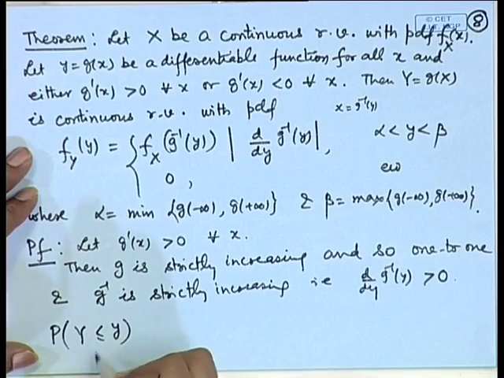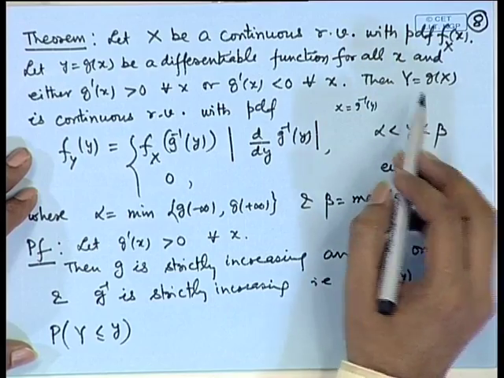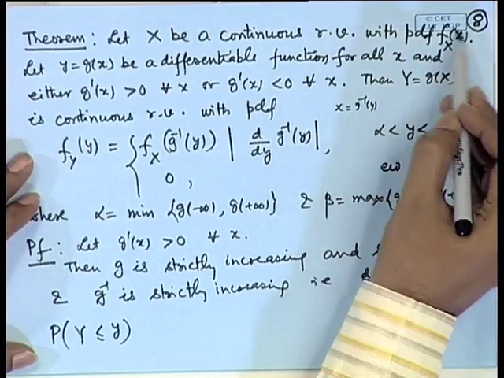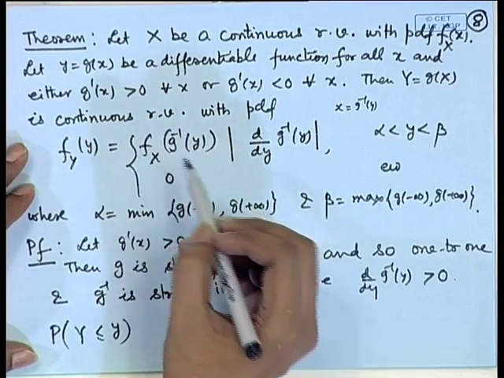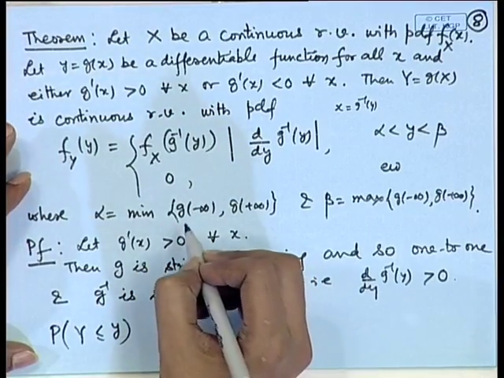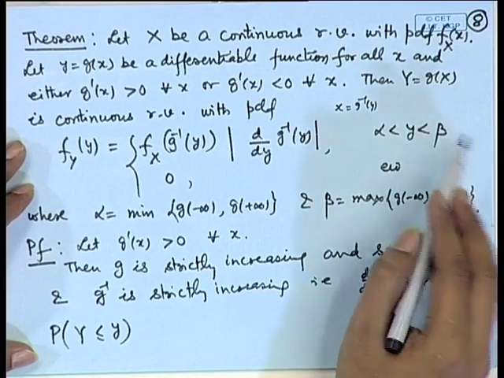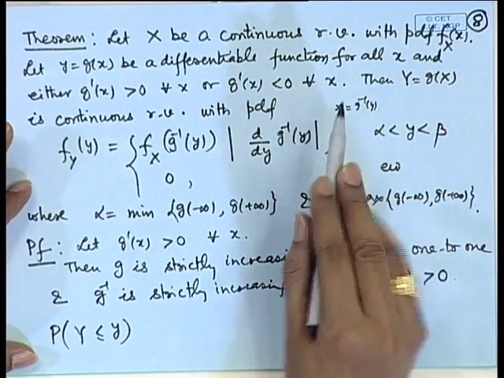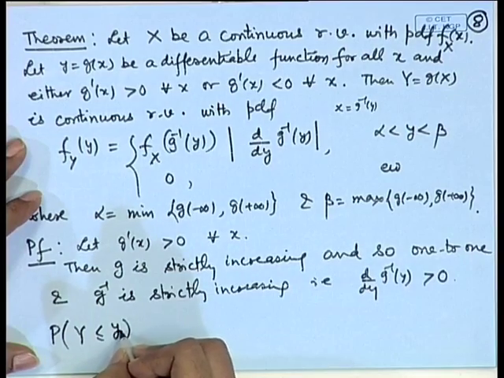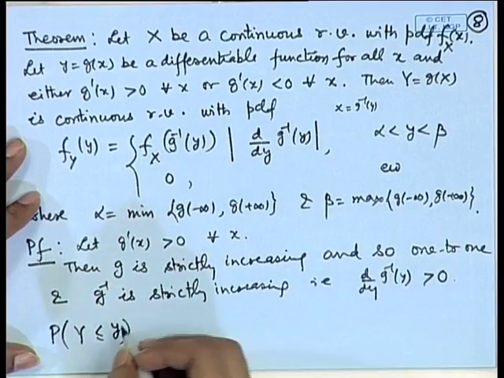CDF of Y, another thing is the range we have to consider. If x is over a certain range, suppose from minus infinity to infinity in general, then if g is an increasing function, the minimum value will be g of minus infinity and the maximum value will be g of plus infinity. If g is a strictly decreasing function, then it will be reversed. So, here the range of y will be from alpha to beta, where alpha and beta are defined like this.